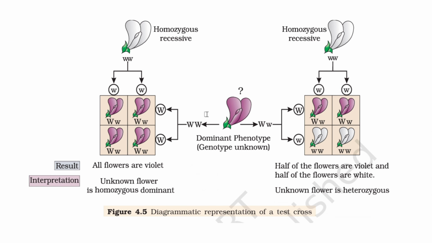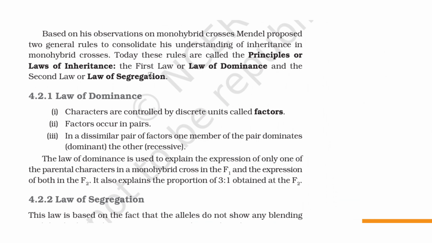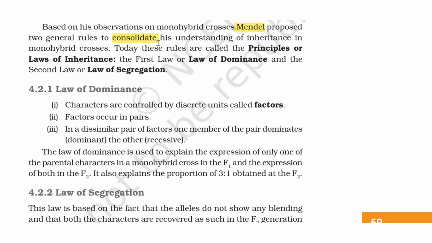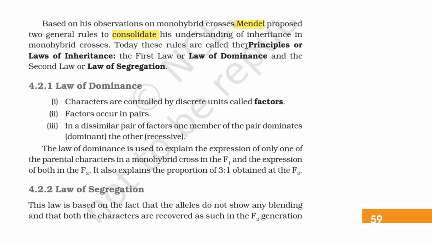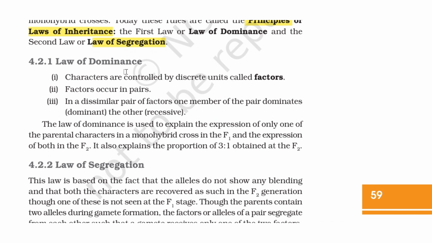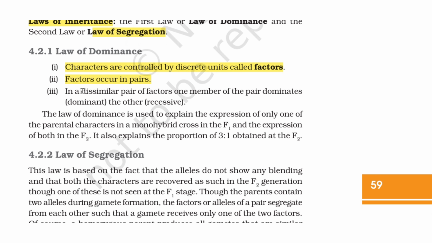Based on his observations on monohybrid crosses, Mendel proposed two general rules to consolidate his understanding of inheritance in monohybrid crosses. Today these rules are called the principles or laws of inheritance, the first law or law of dominance and the second law or law of segregation. Law of dominance. 1. Characters are controlled by discrete units called factors. 2. Factors occur in pairs. 3. In a dissimilar pair of factors one member of the pair dominates, dominant, the other, recessive.